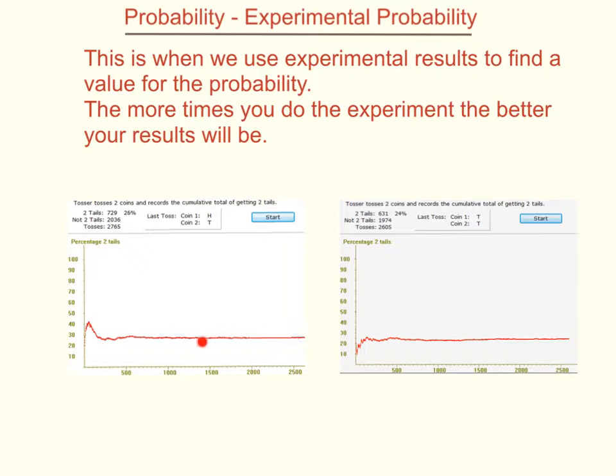So our experimental probability for this one is saying 26%. For this one, it's saying 24%. If I average those, I'd get 25%. If I let the computer run for longer, it eventually settled down at 25% for both of those. The longer you run it, the more accurate it is.